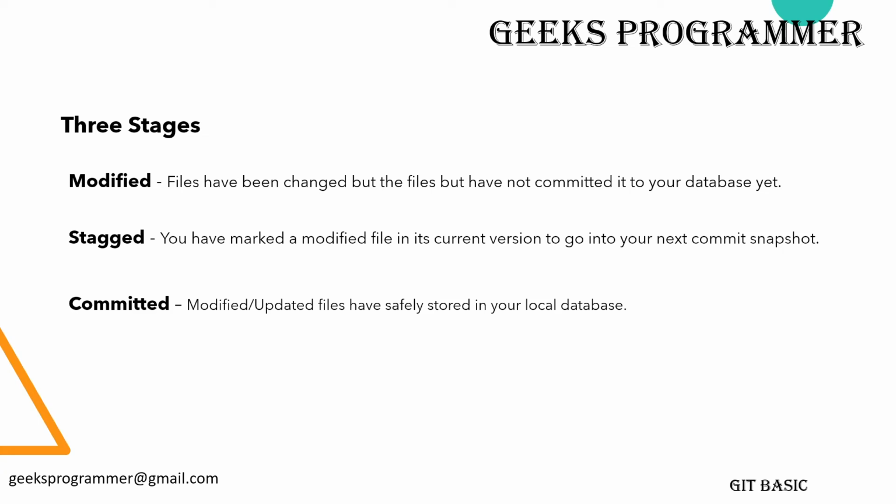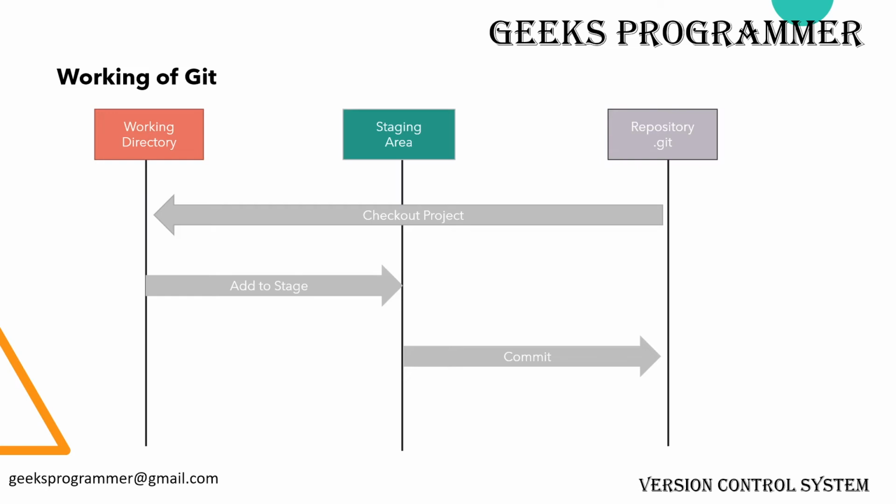So these three stages you must understand. For now, I know that might be confusing, but when we'll see the practical example demos, you will understand these. I'll show you properly about these three stages. Now let's see the graphical representation. You have working directory, staging area, and repository. So working directory, what I said, is modified, right?